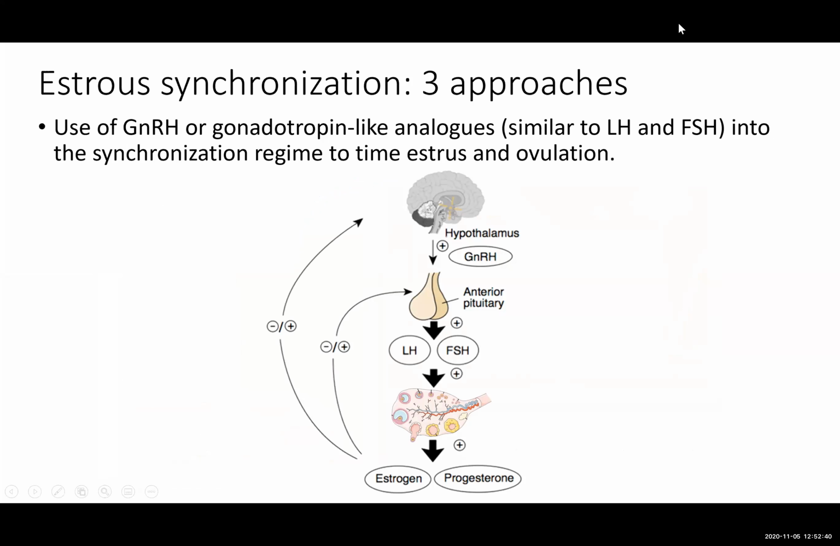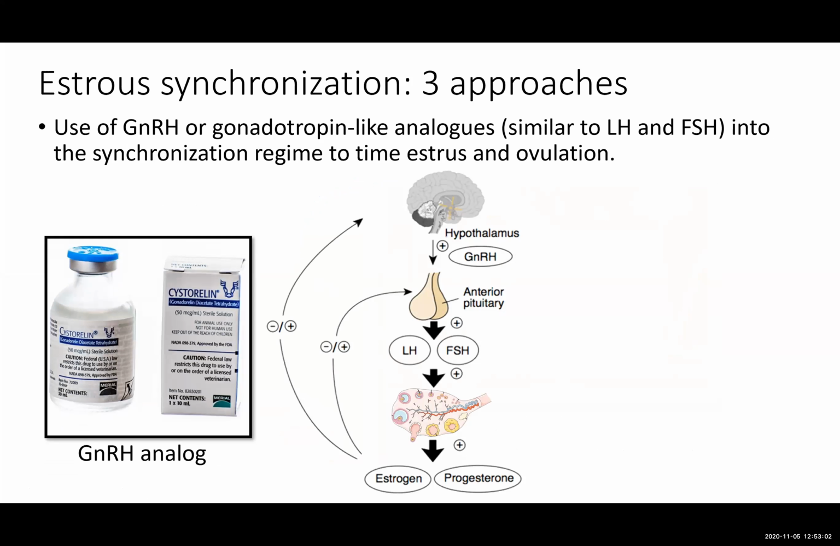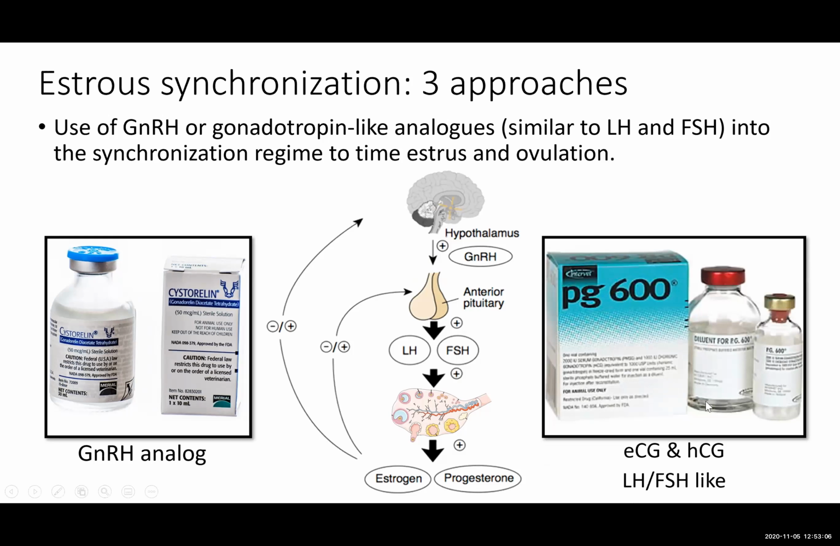Next, we can give GnRH or gonadotropin analogs. We can either give GnRH, which is not done all that often. It's more common to give what we call gonadotropin-like analogs, which mimic LH and FSH. The analogs are what we see in PG 600, which your homework asked about. And that's made up of eCG and hCG, which have LH and FSH-like activities.